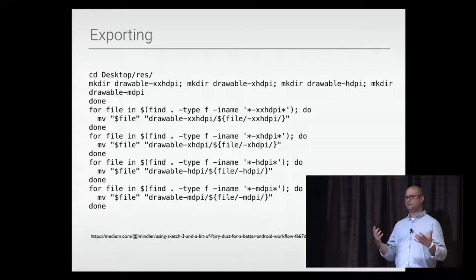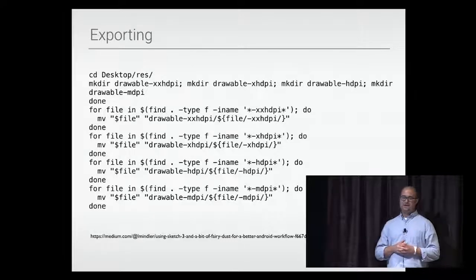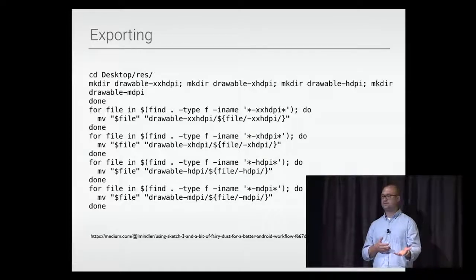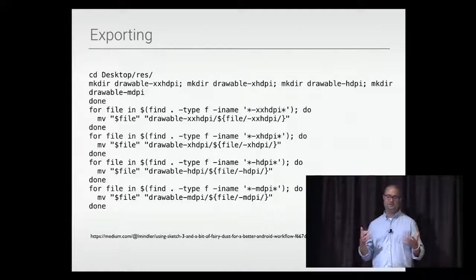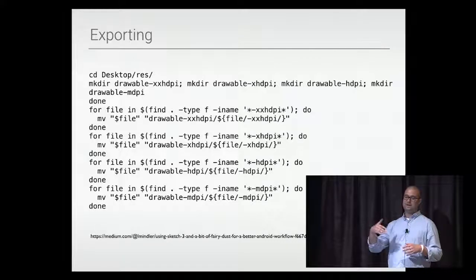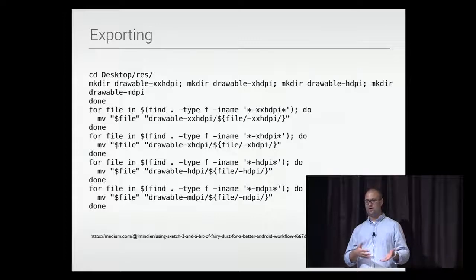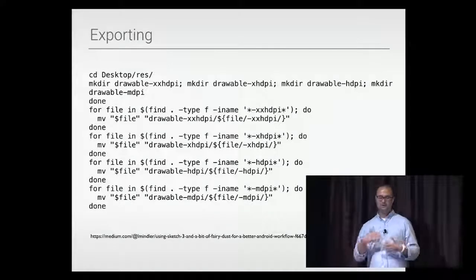Because you need them named a certain way. So I have this quick shell script here that I just paste to wherever I put it, in this case the desktop. I switch directory to the desktop, and I just go through and name all the XXHDPIs and put them in a drawable-xxhdpi folder, and the same with all the other densities. And then I just have one res folder with all of my density folders. I drop it right into Android Studio, and bam, I'm ready to develop.